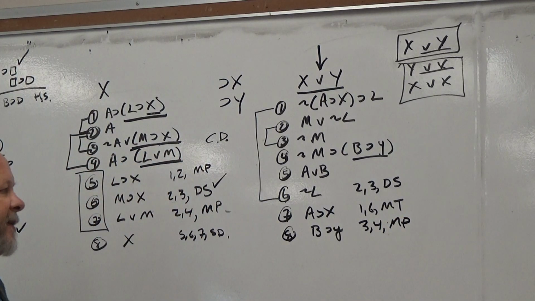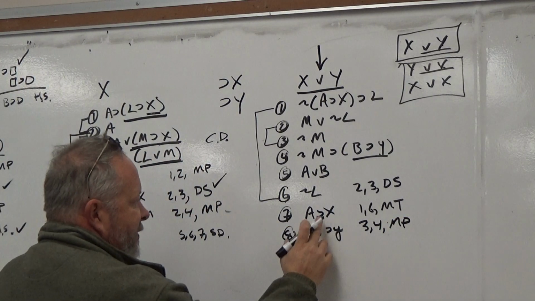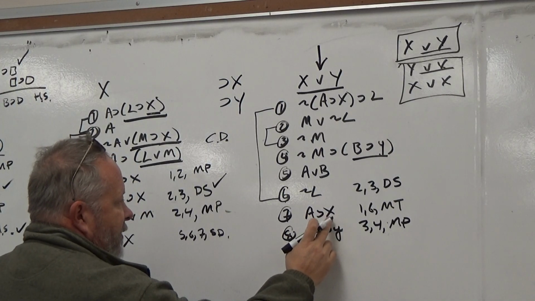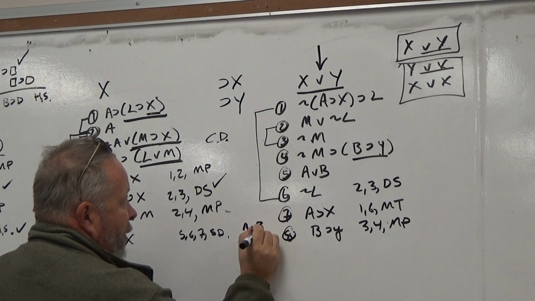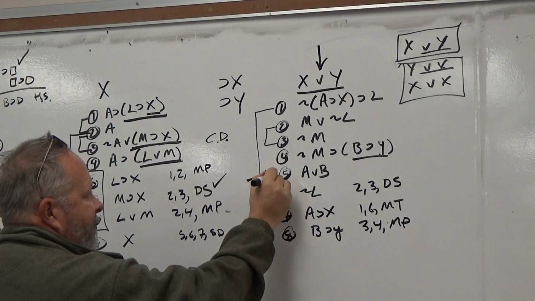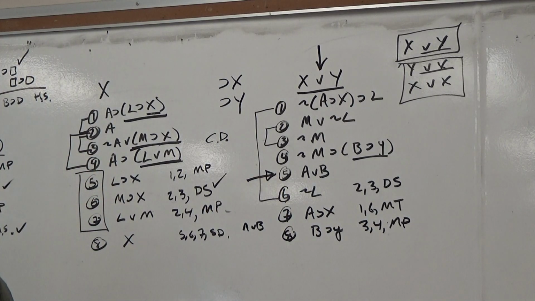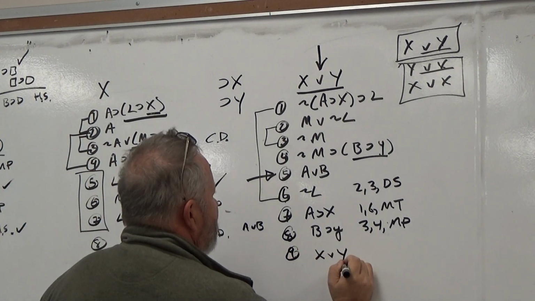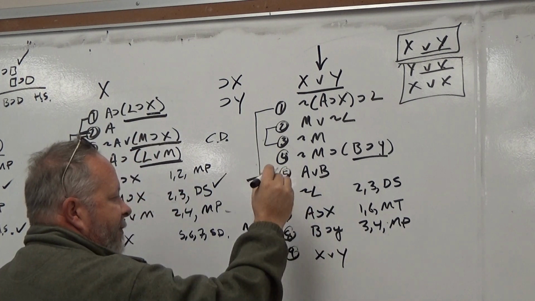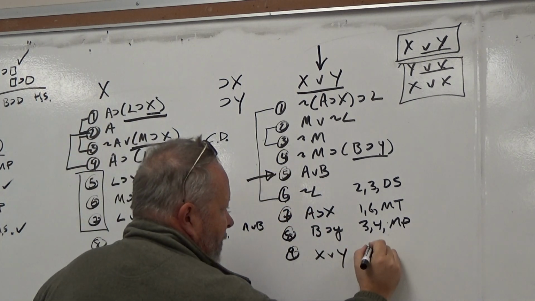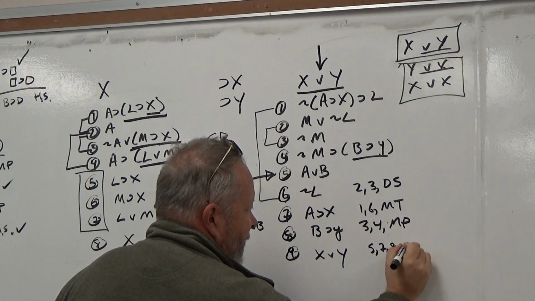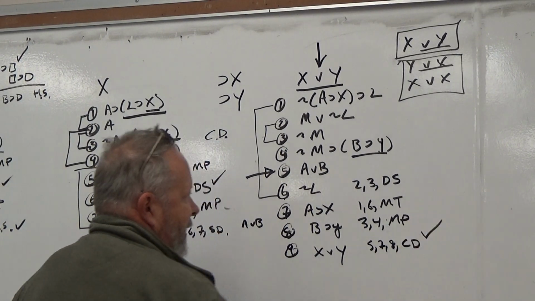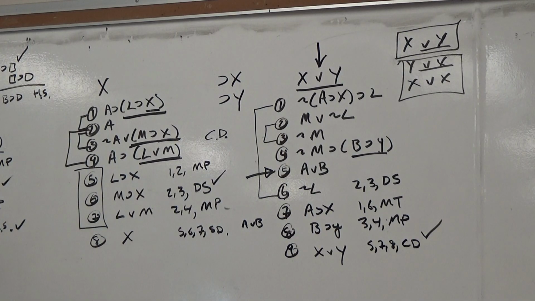Okay. All right, so the only thing I would need left to do constructive dilemma would be A or B. And look what's sitting there on line 5. A or B. So 9, I get X or Y from 5, 7, and 8. 5, 7, and 8, constructive dilemma, and I would take that off, because that's something we hadn't used before. Okay, any questions about this?